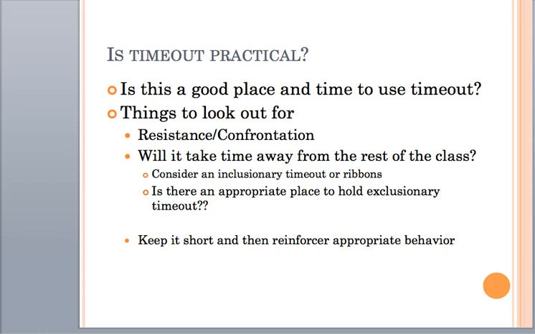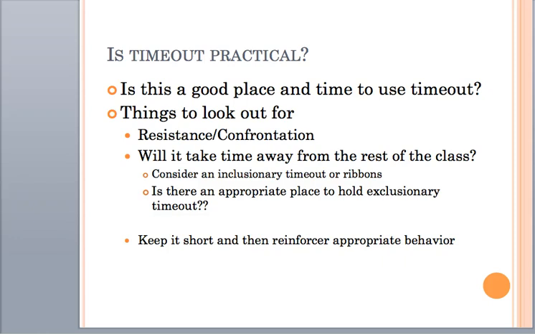Also, look out for things that could make it less practical. For example, does putting them in timeout create resistance or confrontation? Like Harry, timeout from restraints, he goes into a full-blown tantrum. You can do that in a laboratory room or in a treatment room. A little hard to do when you're out in public.